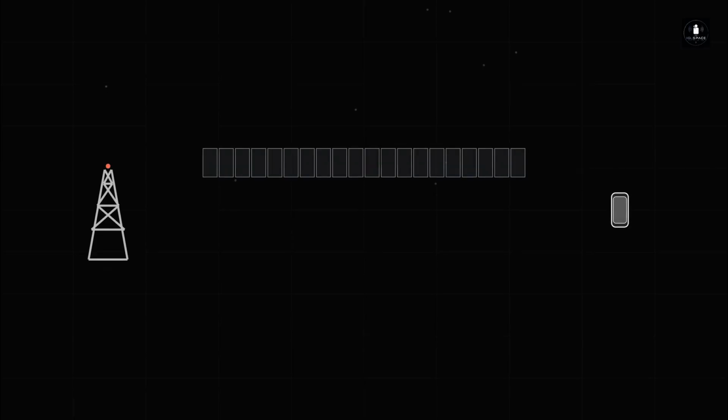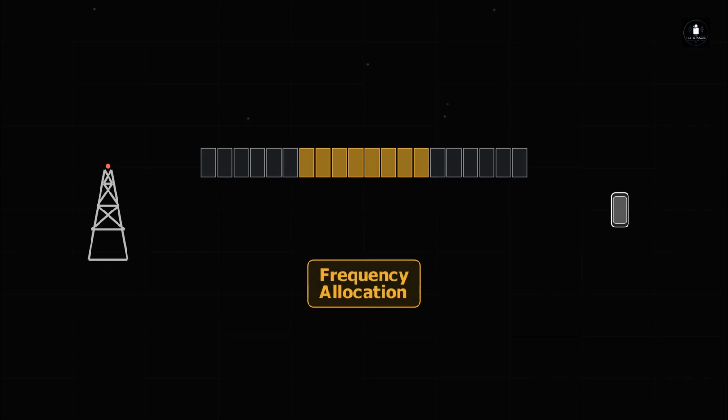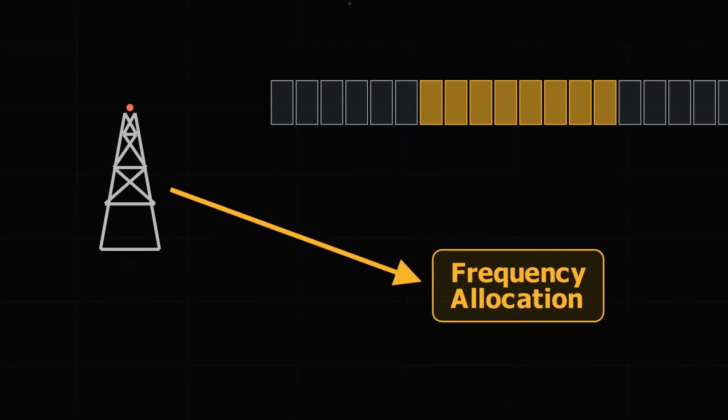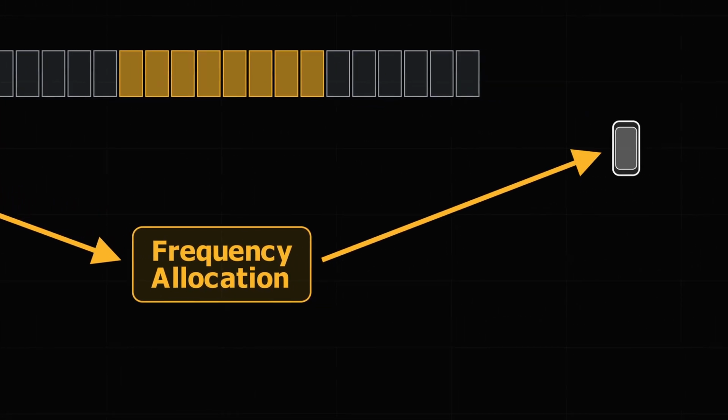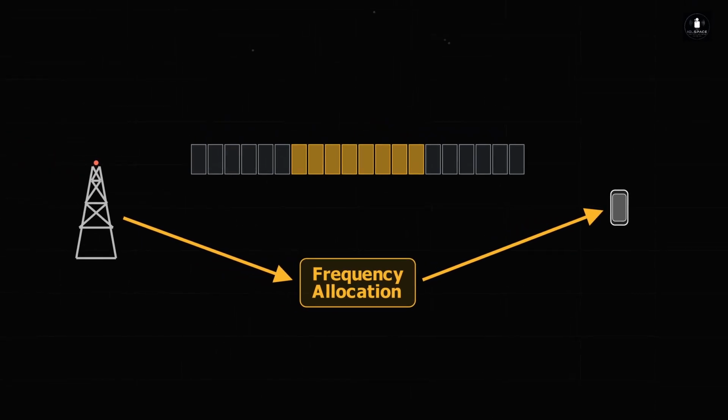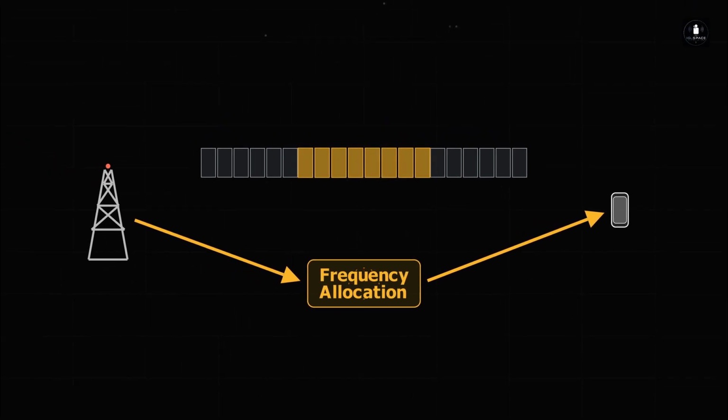A carrier contains many resource blocks, but only a few belong to this transmission. The scheduler places this information inside the frequency domain resource assignment field of the DCI. After decoding it, the UE knows exactly which resource blocks to receive. In simple words, this field tells the UE exactly where its data is located in frequency.